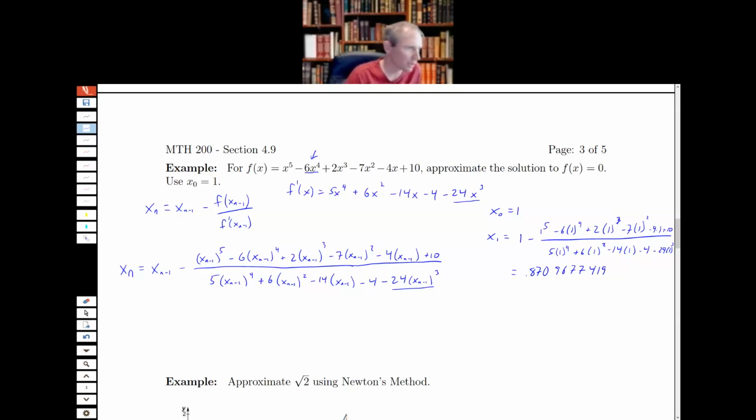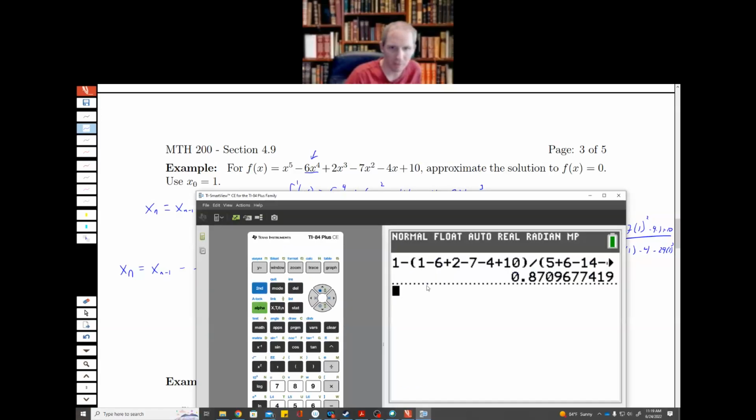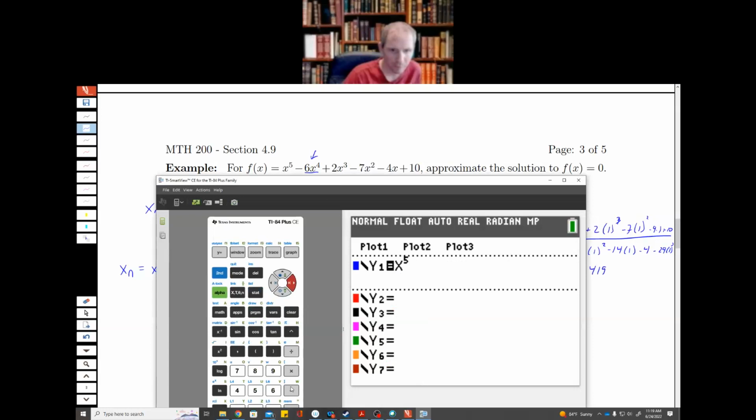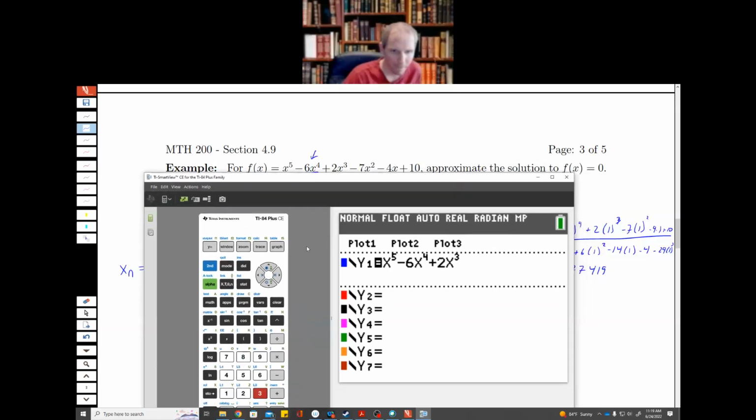All right, let me show you a way to do this on your calculator without nearly the amount of hassle. So what I'm going to do is, I'm not actually going to graph this, but I'm going to hit the y equals, and I'm going to plug my function in as y1. So we have x to the fifth minus 6x to the fourth plus 2x cubed minus 7x squared minus 4x plus 10.